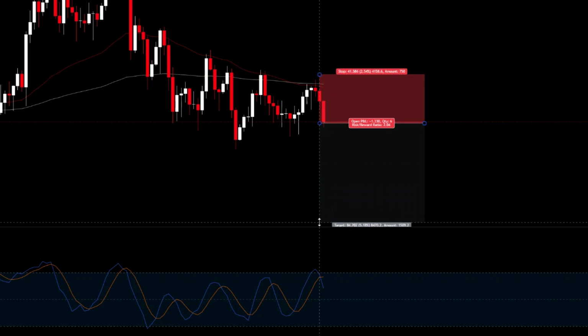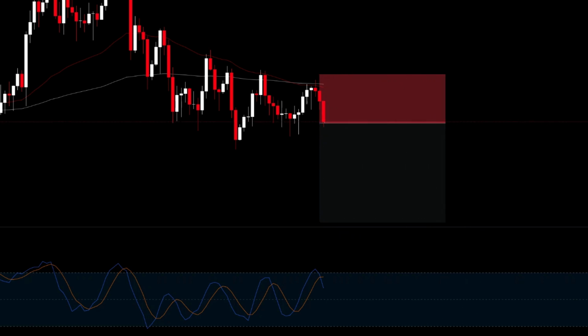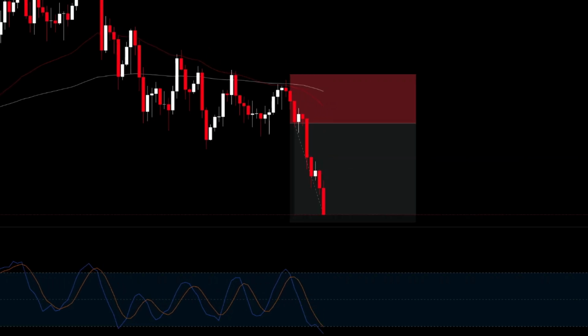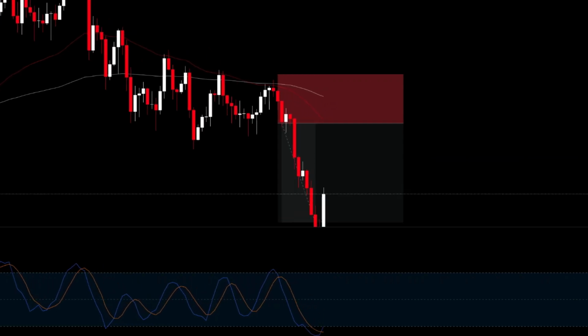For risk management, place your stop loss order approximately 2 pips above the resistance level. This helps mitigate potential losses if the trade moves against you. Set your take-profit ratio to 1:2 for better risk-reward ratio. Consider using a trailing stop technique for maximizing profits.